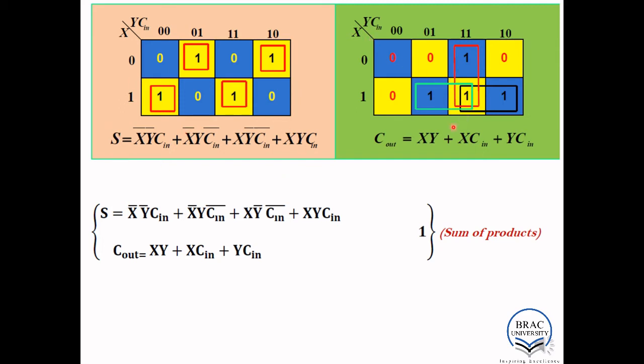Similarly for carry, you will get this kind of K-map. Here you will get 3 groups: this is one group, another group, another group. So you'll get 3 product terms, and this is your carry. Finally, this is your sum and carry equation.